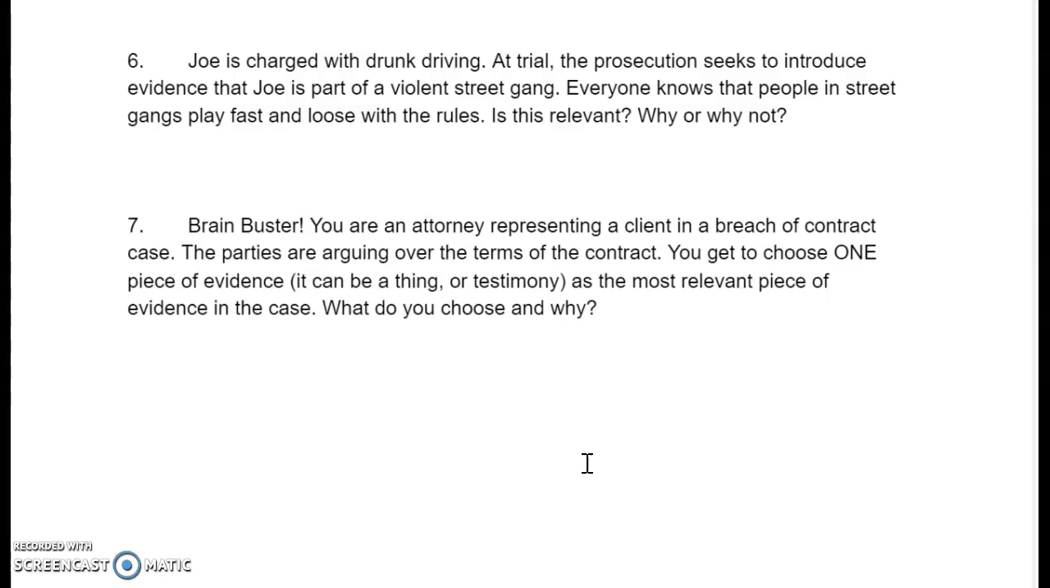No. It's not relevant. The fact that he's in a street gang, unless we could show something more specific, like the initiation for this particular street gang was to drink a bottle of rum and then drive across town or something like that. But without any other connection, just he's a bad seed because he's in a street gang, so he must have been drunk driving. That's not going to be sufficient, so we can't do that.